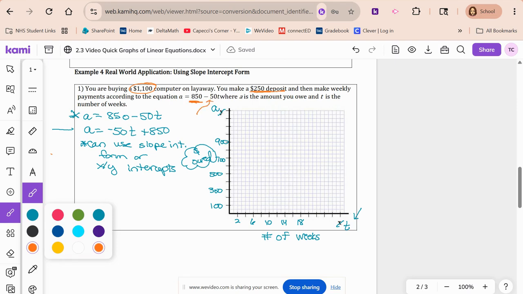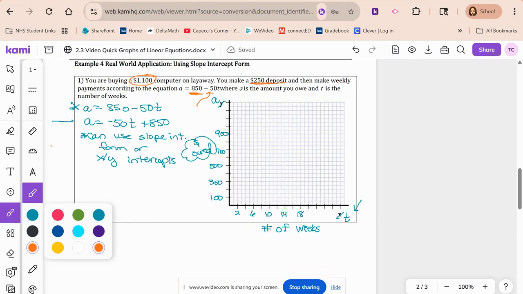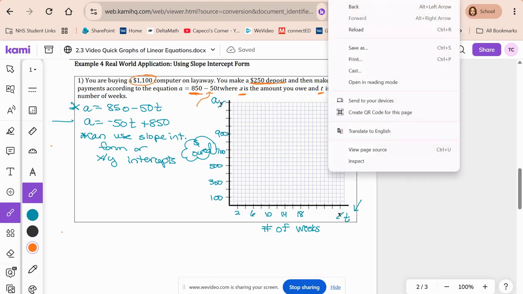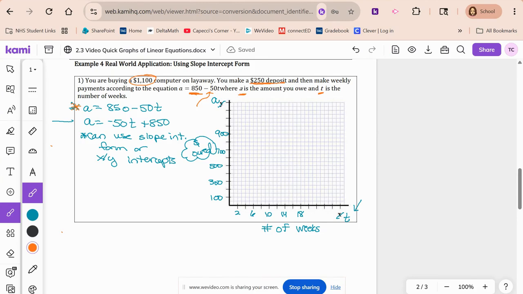It looks like our slope or our rate of change is we're going to pay $50 per week to get where we need to go and hopefully quickly get rid of that amount that you owe for the computer. A is the amount that you owe. So we're hoping to get that to 0. And then T is the number of weeks it's going to take us to get there. Okay, so again, here's our given equation. I rewrote that in slope-intercept form.